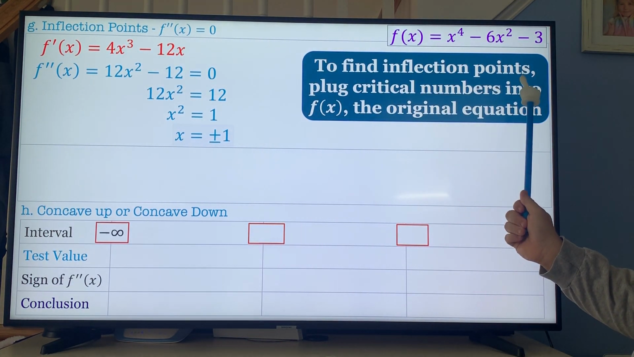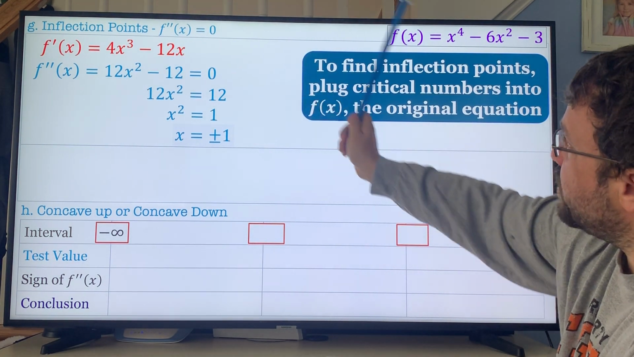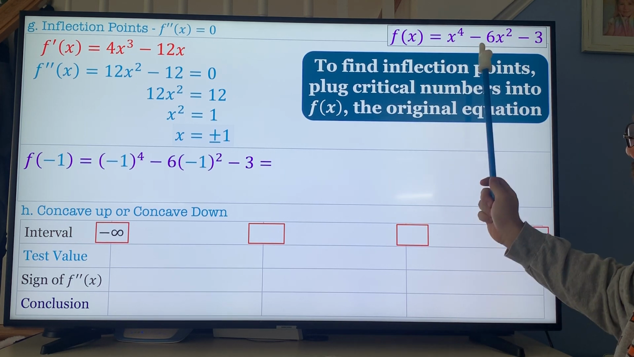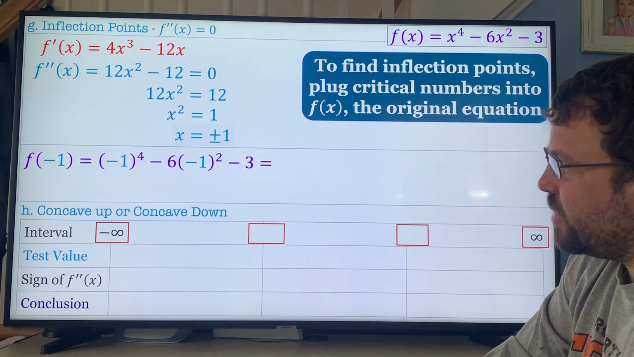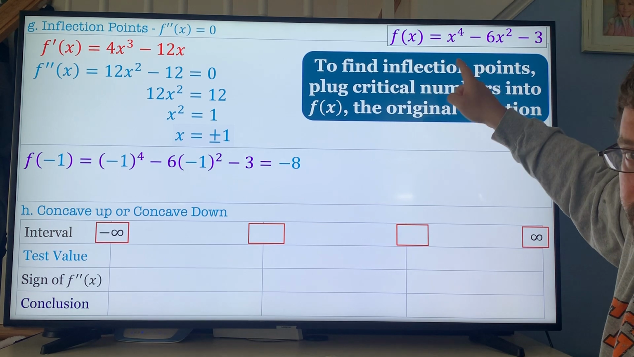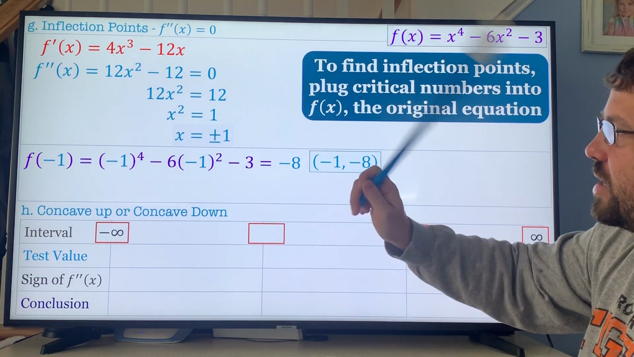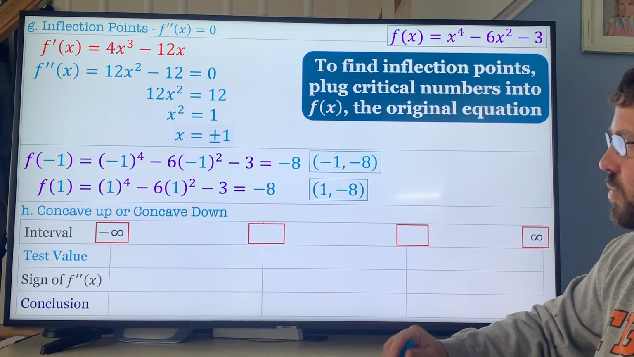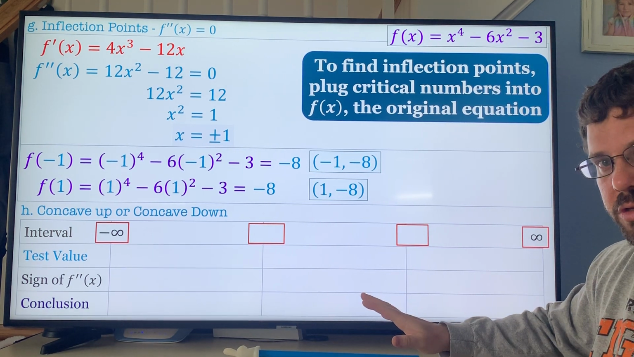Now to find the actual inflection points, you plug these critical numbers into the, not this equation, but the original equation. So I'm going to plug 1 and negative 1 in here. So when I plug negative 1 in here, negative 1 to the fourth is 1, minus 6 times negative 1 squared is negative 6, minus 3 is a negative 8. So my first inflection point, where it changes concavity, is negative 1, negative 8. My second one, I plug 1 in there and I get the same answer. 1, negative 8. So I have 2 points. So one's, you're going to change from concave up to concave down. All right? Doing good so far?